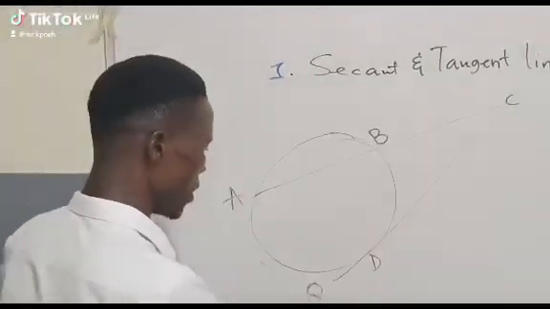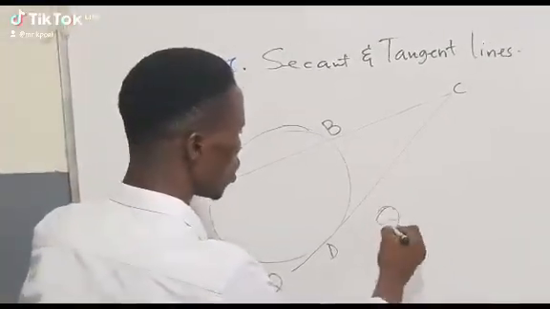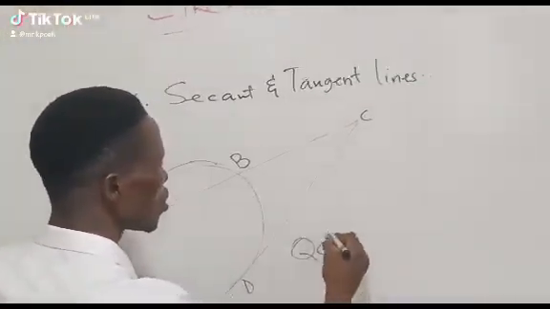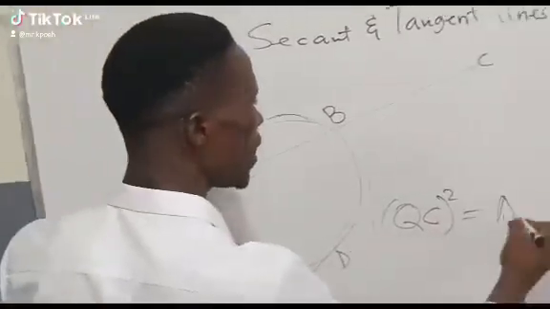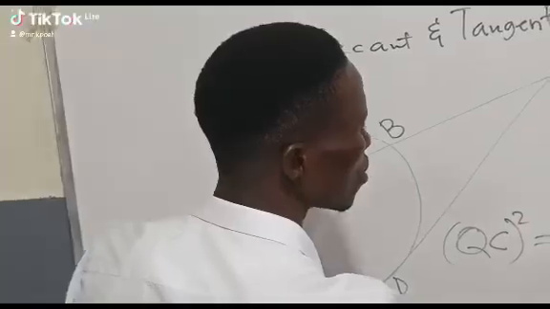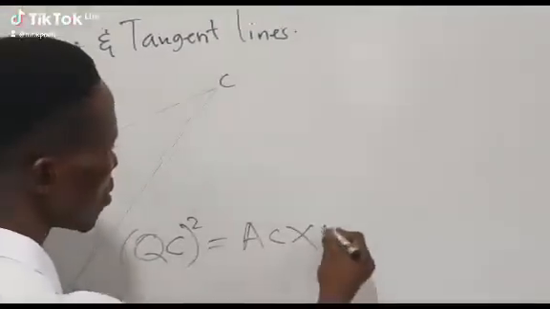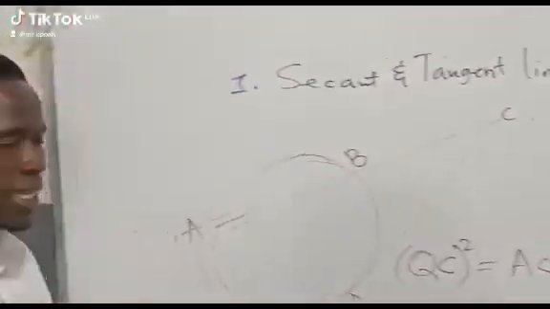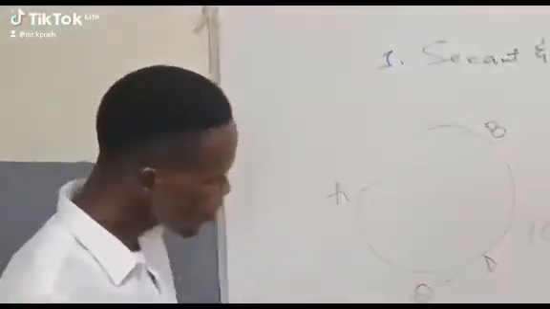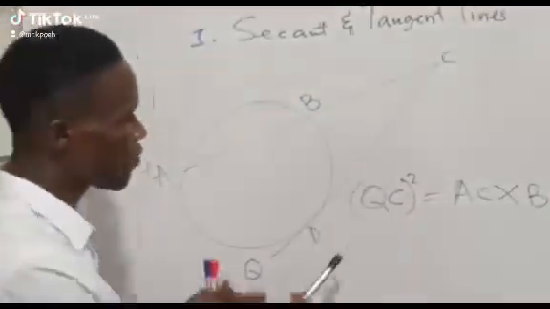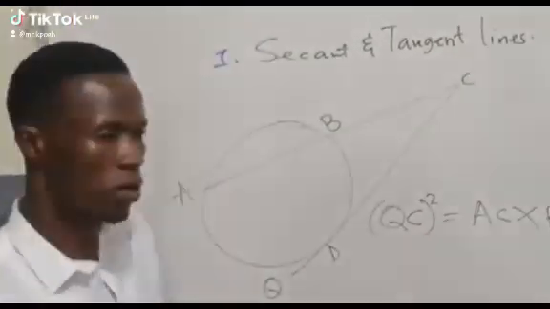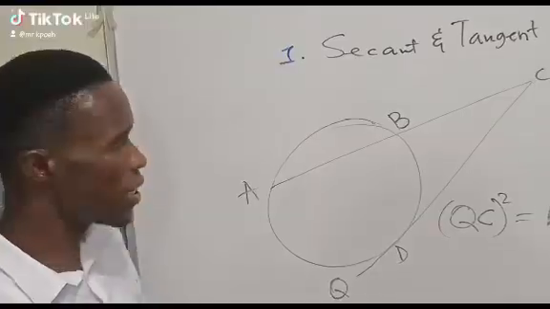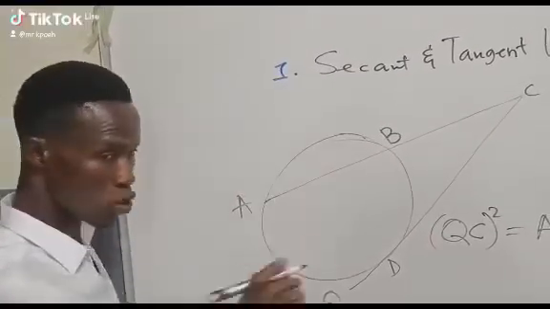So let's look at this Q to C. QC, the square of it, will be equal to the product, meaning AC times BC. Alright? This is it. So anytime you have a problem of this nature, and they ask you to find the value of x, you work with this. So let's try something quickly, right? This is number one.